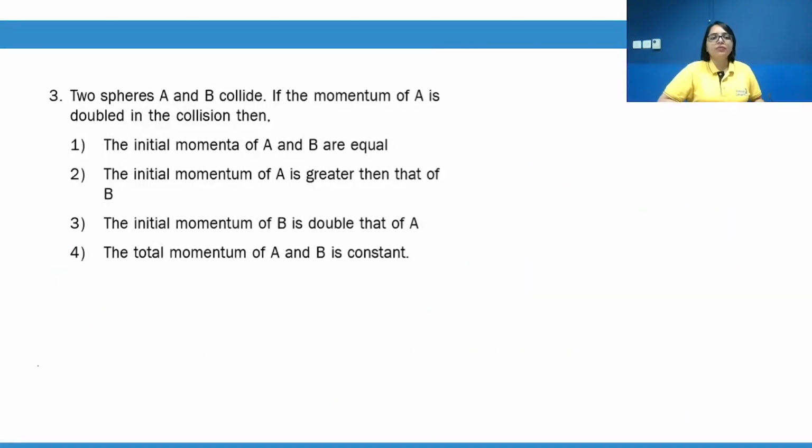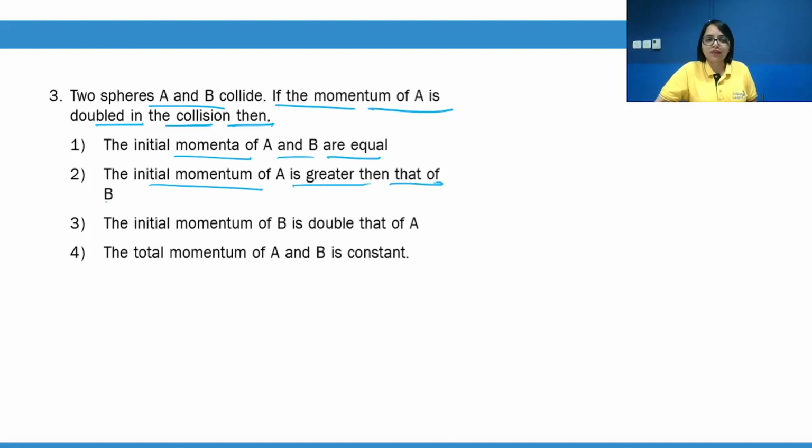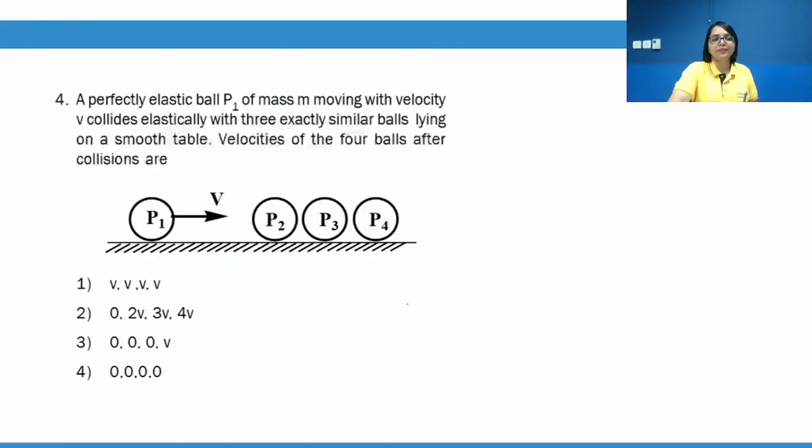Next is question number 3. Two spheres A and B collide. If the momentum of A is doubled in the collision, then the initial momentum of A and B are equal. Can't comment on this, right? Because the initial velocity is not known. The initial momentum of A is greater than that of B. The initial momentum of B is double that of A, and the total momentum of A and B is constant. So in any type of collision, total momentum is conserved.